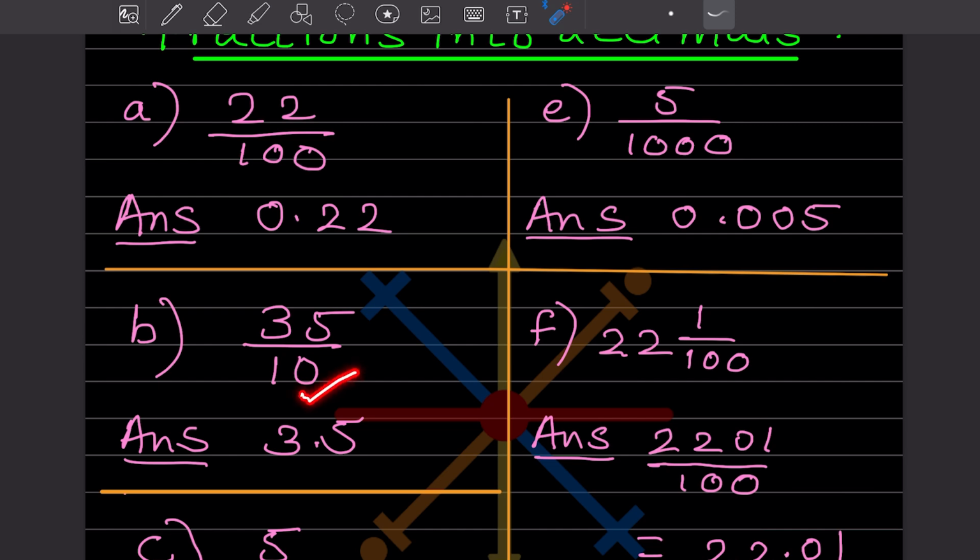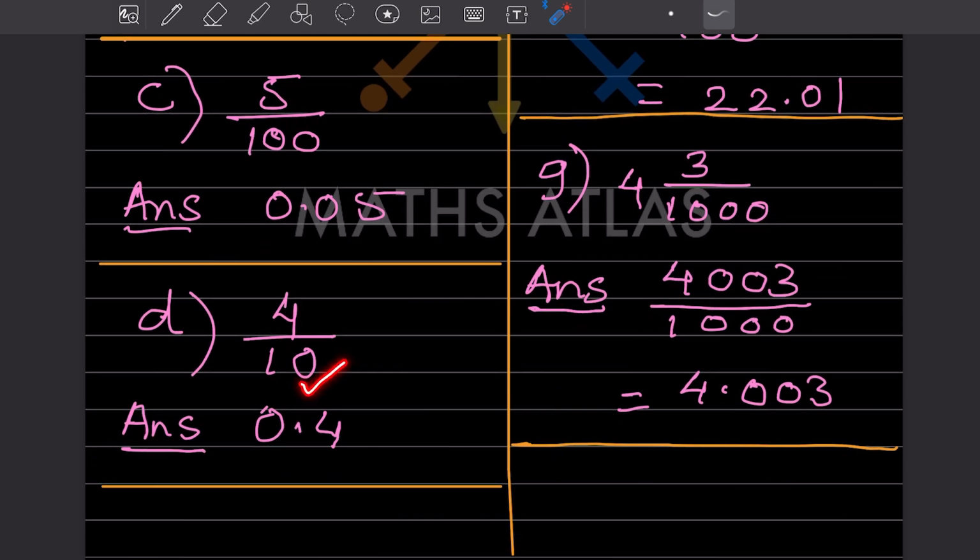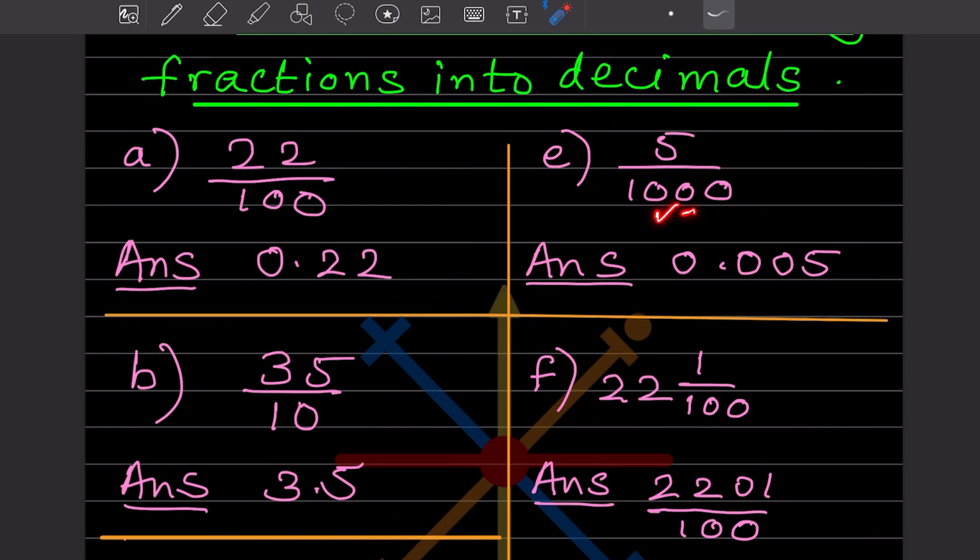Now look at here, 35 by 10. There is only one zero over here. So you will write this numerator 35 as it is and you will go backwards 1 and then put a point over here. That will be 3.5. Here now look at the two zeros. The numerator is 5. So you will go backwards by two numbers. Since we don't have any number, we are going to put a 0 here, and this is going to be 0.05. Same over here, only one 0. So you will write 4 and go backwards 1. So backwards 1 means 0.4. Look at here, 3 zeros. So you will write 5 and go backwards 3. So you are going to put two zeros because we don't have any number, and then you put a point. So 0.005.